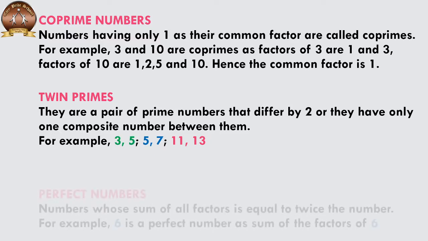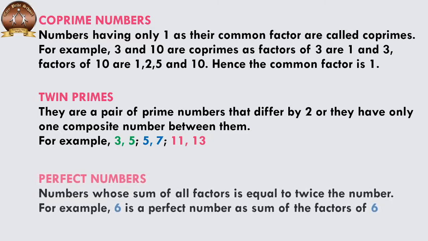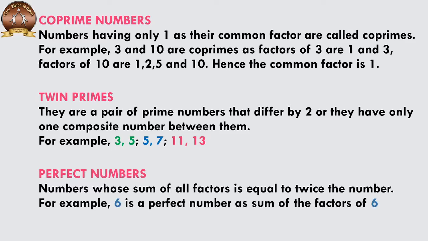Then we talk about the twin prime numbers. Twin, as the word suggests, there is something relating to 2 in them. They are a pair of prime numbers having a difference of 2. For example, 3 and 5: 5 minus 3 is 2. Then 5 and 7: 7 minus 5 is 2 again. Then 13 and 11: 13 minus 11 is 2.